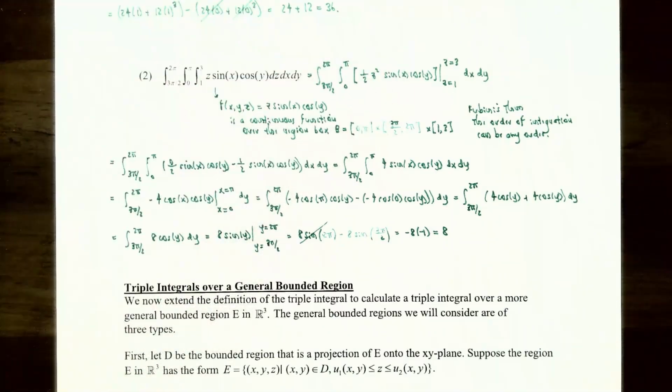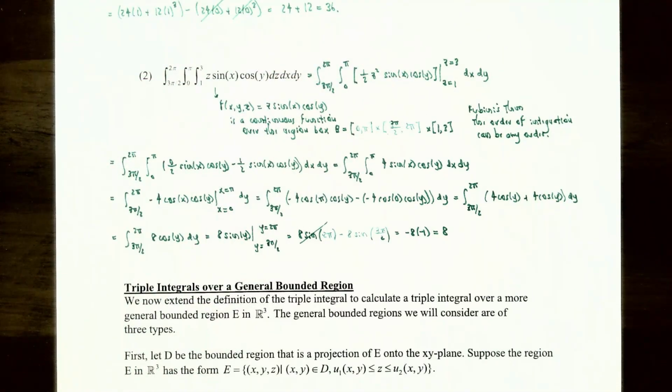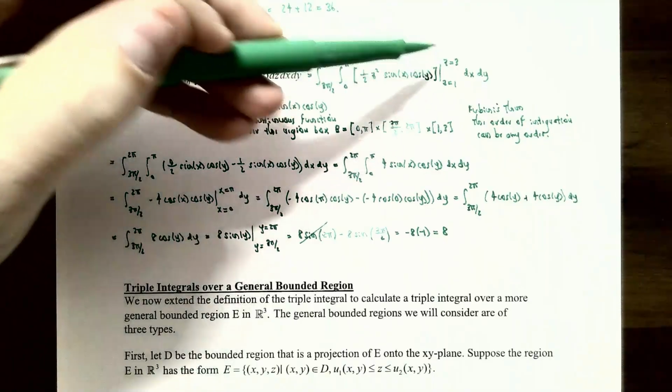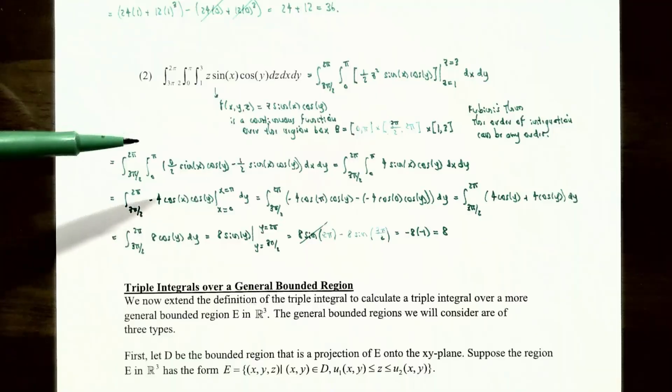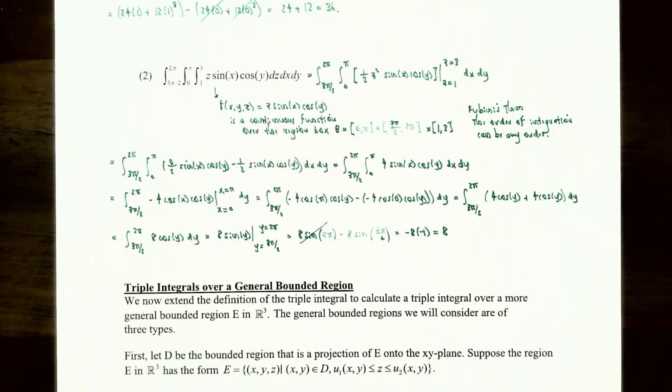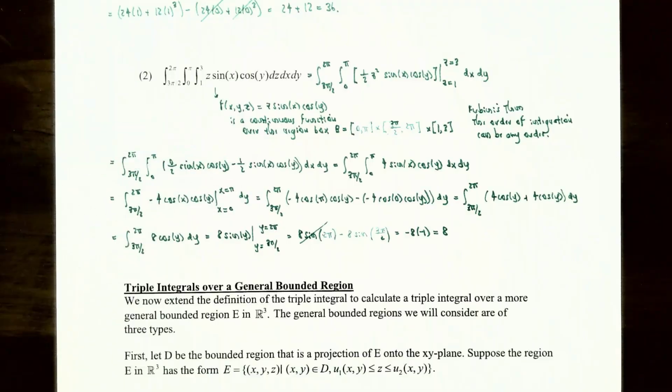Evaluate the antiderivative at the upper limit, z equals 3, and the lower limit, z equals 1, using the fundamental theorem of calculus. So substitute in z equals 3 first. You'll have 1/2 times 3 squared times sine of x times cosine of y, which is 9/2 sine of x cosine of y. Subtract when you substitute in z equals 1. So you'll have subtract 1/2 sine of x times cosine of y.